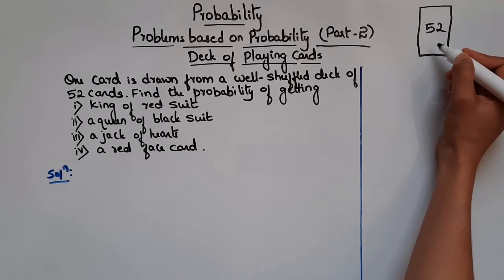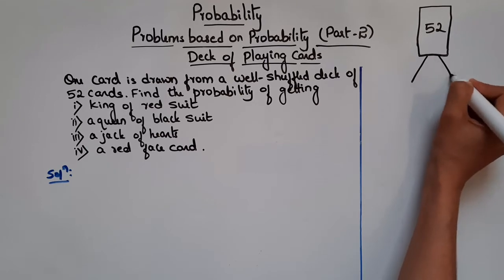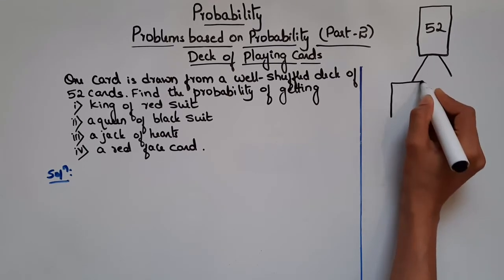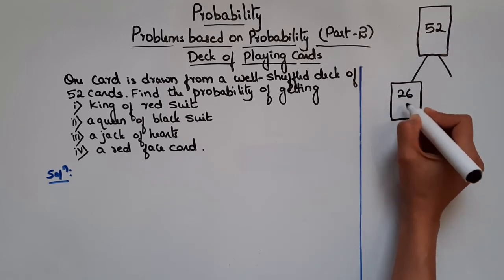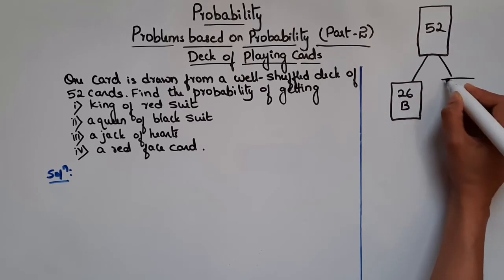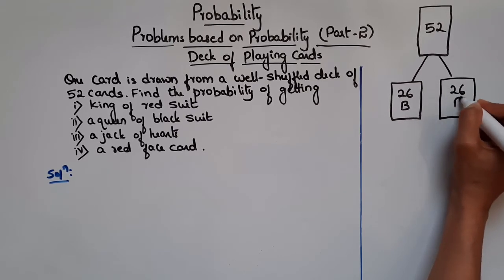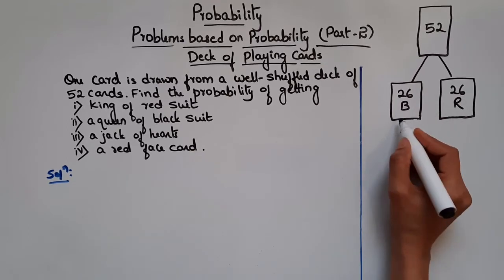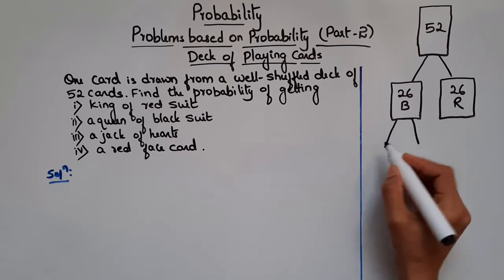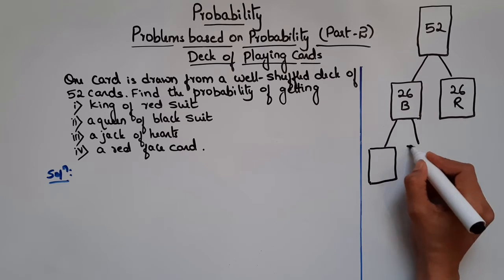Out of these 52 cards, there are some black cards and some red cards, which are equally divided. Equally divided means by 2. If you divide by 2, there are 26 black cards and we have 26 red cards. Again in 26 cards, there are two types of cards, which are also equally divided. So 26 divided by 2 will give you 13, right?